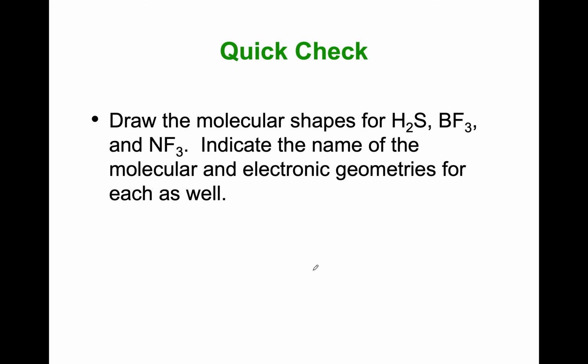So go ahead now, draw the Lewis structures, H2S, BF3, and NF3, and the terminology, remember, what's the electron geometry, and then also what's the molecular geometry. So identify both of those.